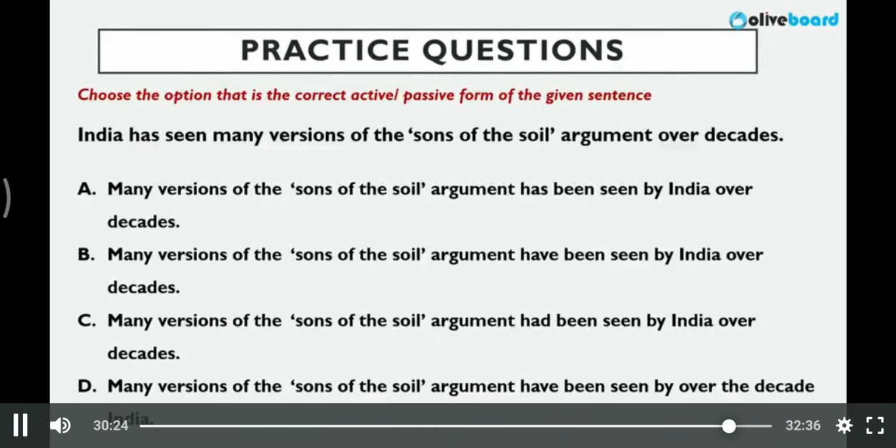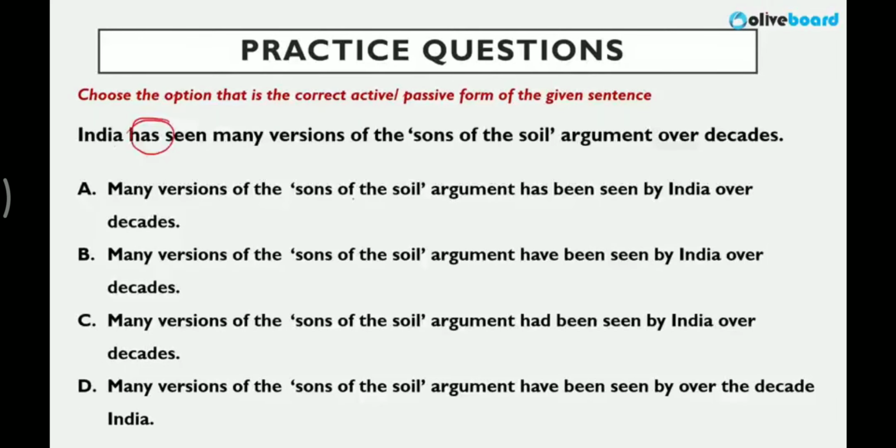India has seen many versions. So "has" is used, which you can understand is present perfect tense, right? Now when we change perfect tenses into the passive, which word is added? It's always B-E-E-N, "been", right? So many versions of the sons of the soil argument. Now because there are many versions, which will you use? "Have", plural, not "has". So it will not be "has been", it will not be "had been", it will be "have been", right? Have been seen by India over decades.